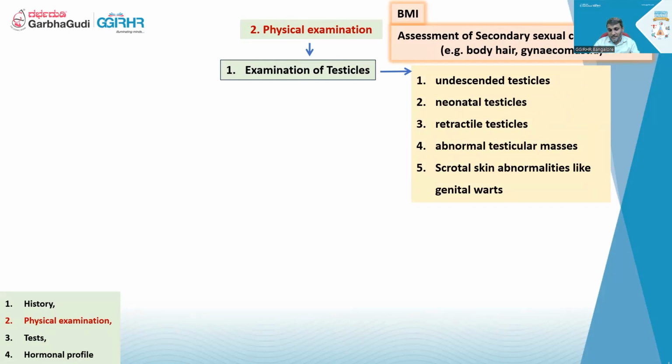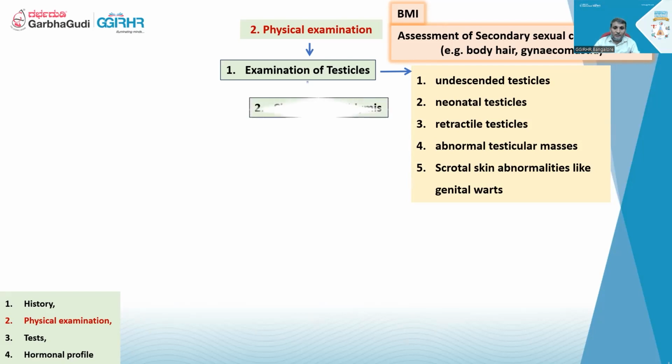You should see whether the testis is in the scrotum or not, and whether the testis is small; you have to assess the size of the testis. Check for retractile testis, whether the testis is in the normal position or in the upper part of the scrotum. Abnormal testicular masses you should feel with a clinical examination. And the scrotal skin has to be evaluated properly to see whether any genital warts are present.